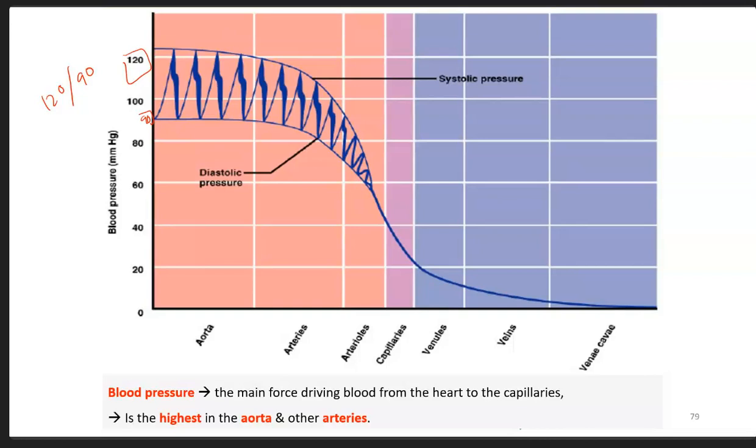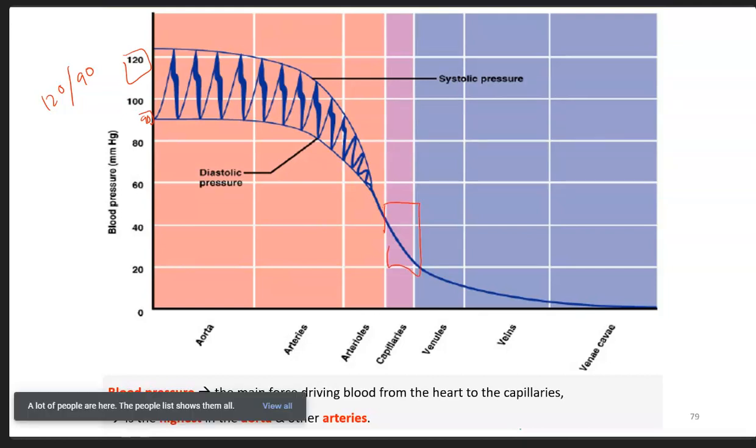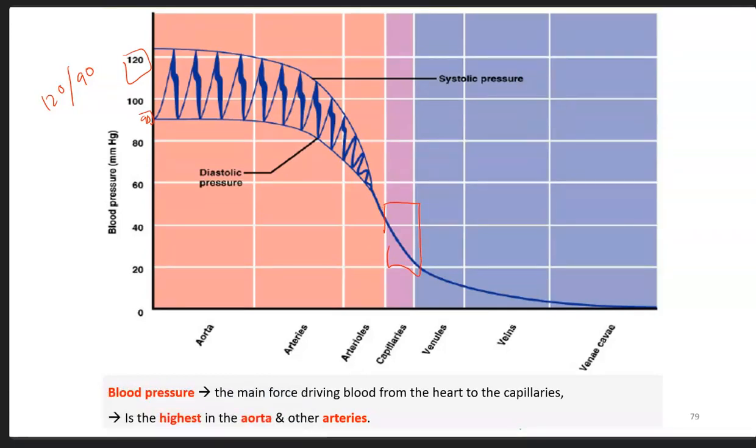So as the blood flows from aorta into arteries, arterioles, capillaries, venules, veins, vena cava, the blood pressure will slowly decrease, and you will see that there is a sharp decline in the blood pressure as the blood flows in the capillary beds. As blood flows from the arterioles into capillaries, the blood vessels will branch into many blood capillaries, so therefore the blood velocity and also the blood pressure will drop.